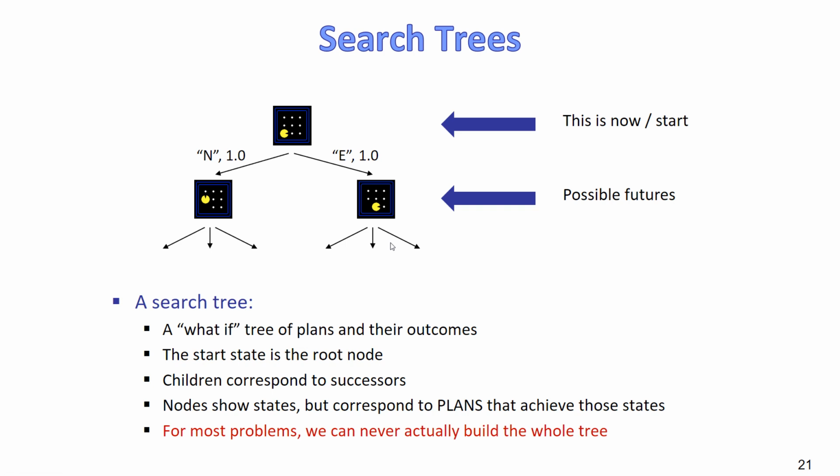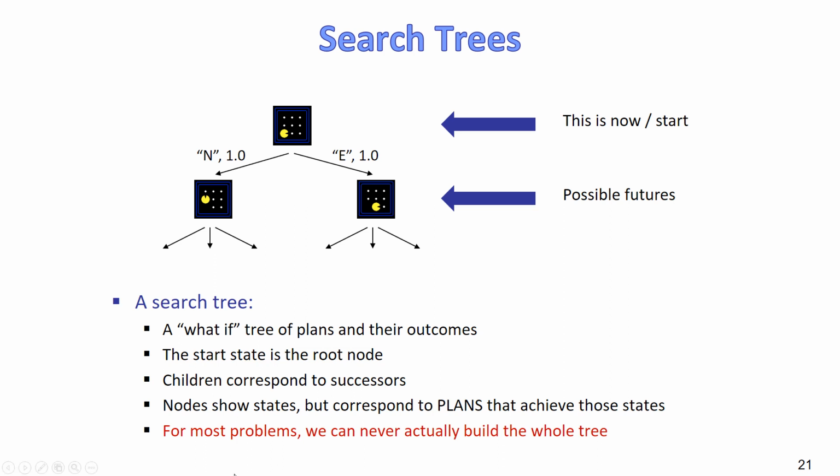In the search tree, the start state is the root node, and children correspond to successors. Another important point is that the nodes, although they show states, actually correspond to plans. If you remember last time, we defined this terminology: a plan is a path from one state to another. Usually we start the search from the start state, so the plan here is a path from the start state to the state shown by the node. If we have another node here, it corresponds to a plan from that state to that state to that state, and so on. Although we just represent it by the last state, it's actually a complete plan.